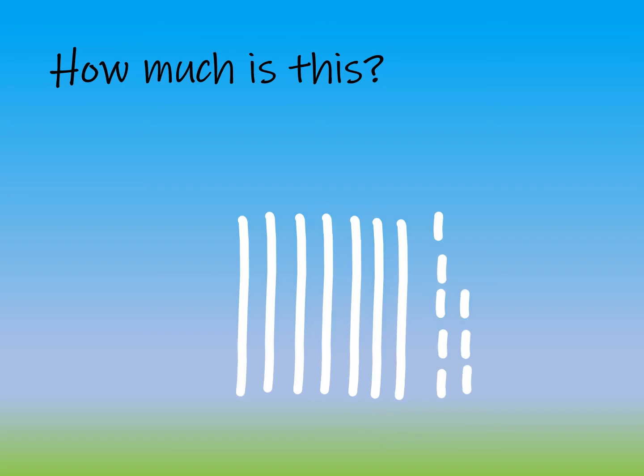How much is this? Turn and tell your partner. How many ones do we have? We have 8 ones. How many tens do we have? 7 tens, which is 70. Is that what you told your partner? Pat yourself on the back. Can you tell me what number this is when we put it together? Tell your partner.